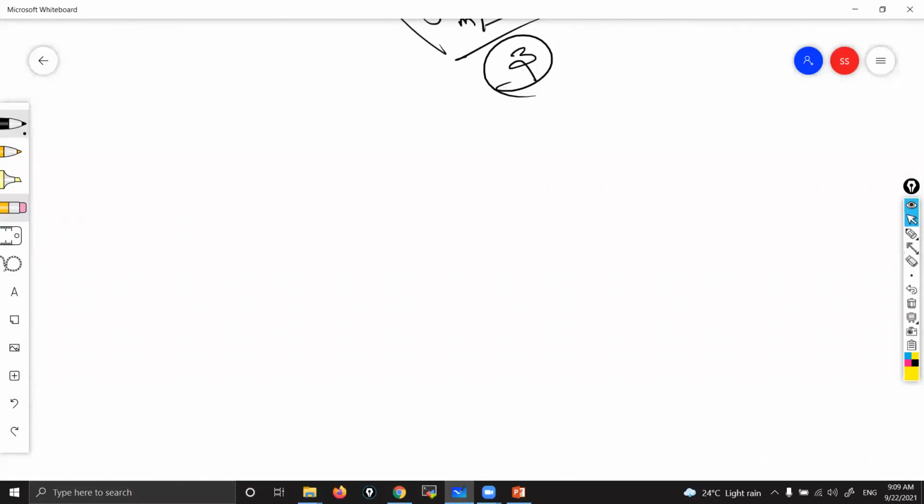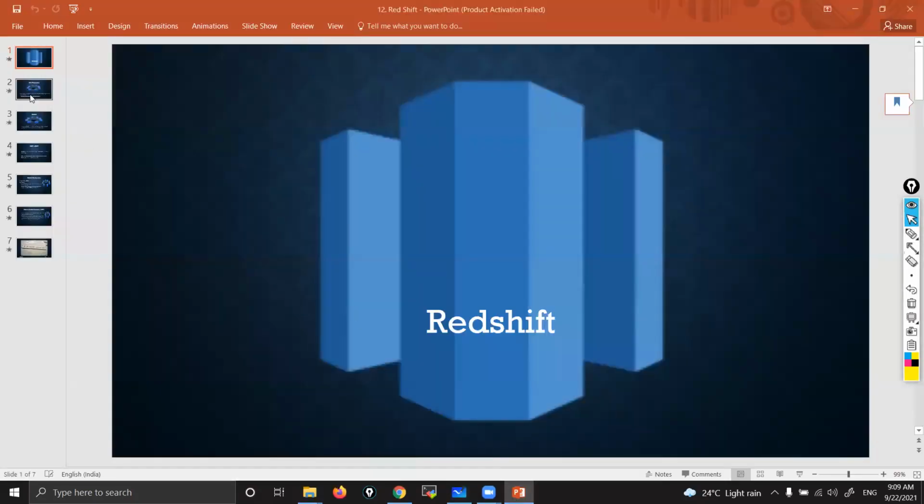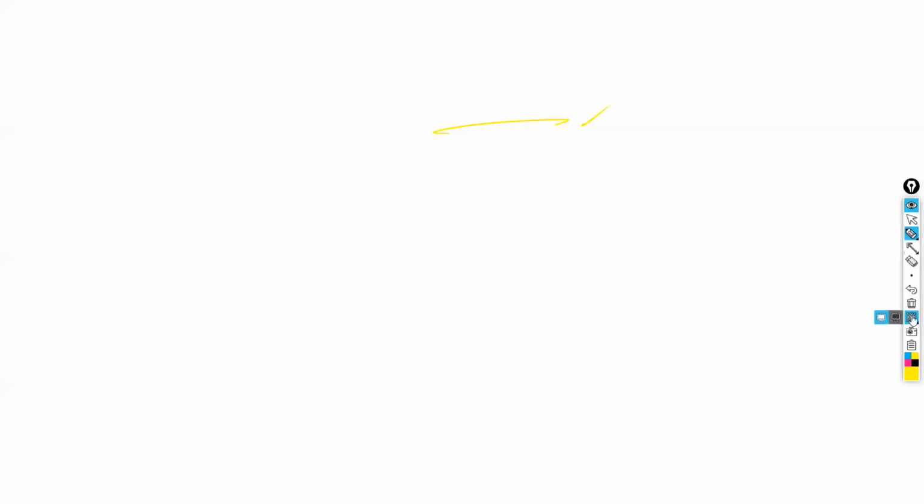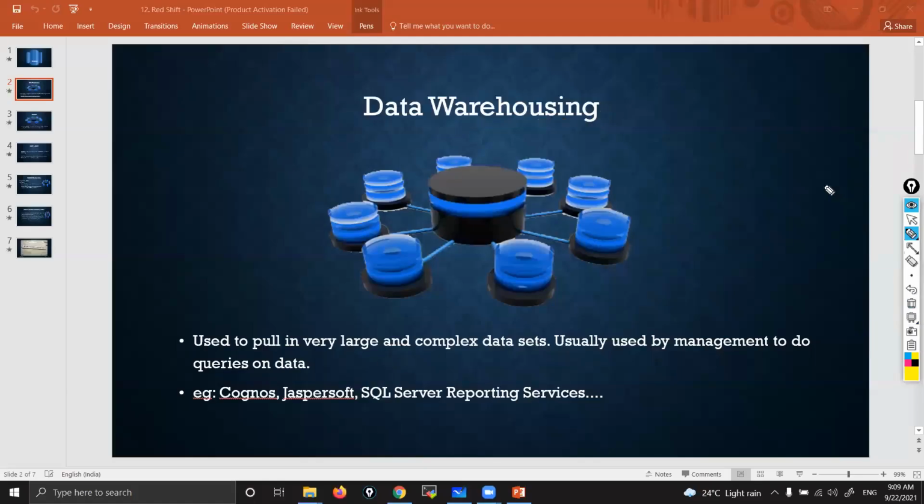See, guys, this Redshift we call data warehouse. Then what is the difference between database and data warehouse? Simple. Some people think that data warehouse means we keep huge amount of data. That kind of data we can keep in a database also. In a database also we can keep any amount of data. But the difference is how you are pulling the data, how you are retrieving the data.